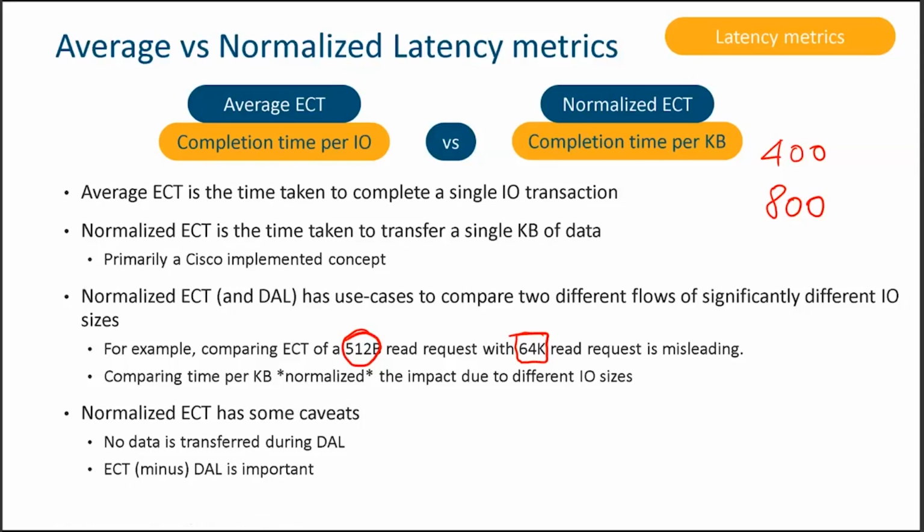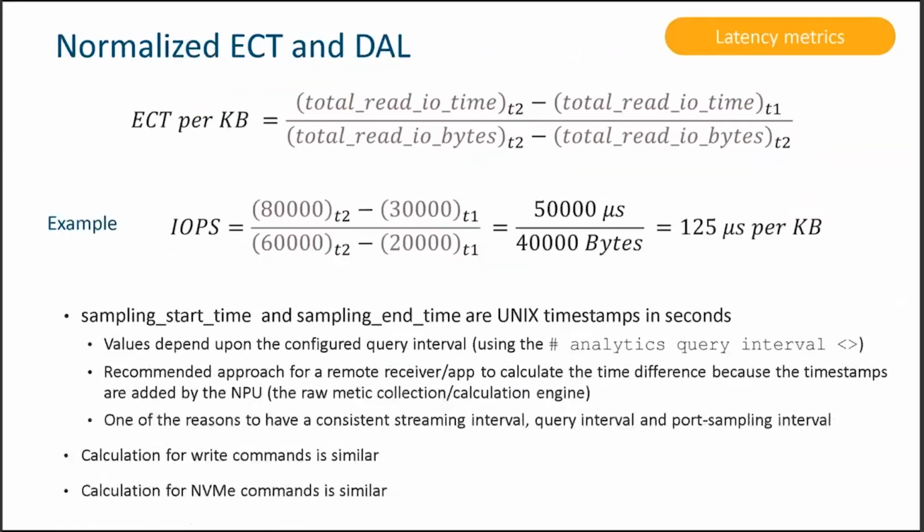In this case, we don't divide by the number of IOs, we divide by the number of bytes, right? So this is the formula for normalized ECT. You see that in the denominator, we are using bytes. And if you see here, we get a number of 120 microseconds per kilobyte.